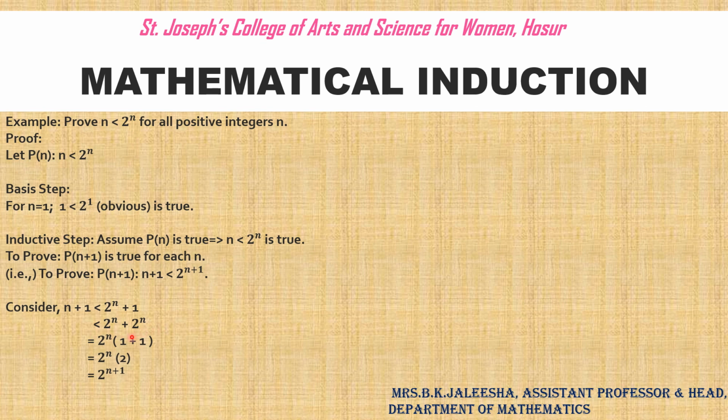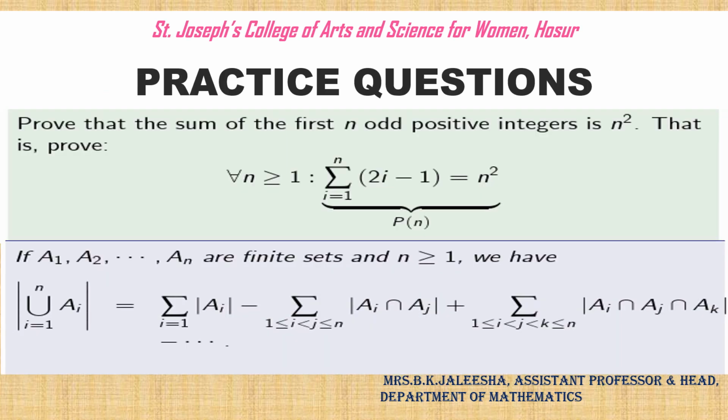So finally we are having 2 times 2 power n. You see here 2 power n is taken common. So here the remaining factor is 1, here it is 1. So we get 2 times 2 power n. Now the a power m into a power n formula is applied here. So you'll get 2 power n plus 1. That's what we need to prove. Hence P of n is true for all values of n.